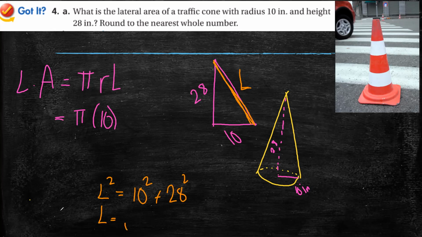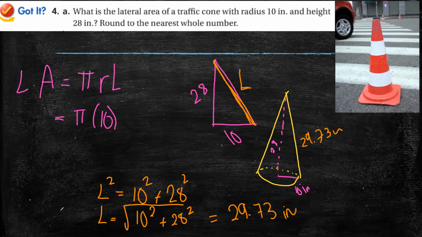So L is the square root of 100 plus 28 squared. So now 100 plus 28 squared, square root of the answer. The answer is 29.73 inches. This is now the lateral area of this one here. Did you forget the pi? Where's pi? No, wait, I'm talking about L. Oh, okay. The slant height.